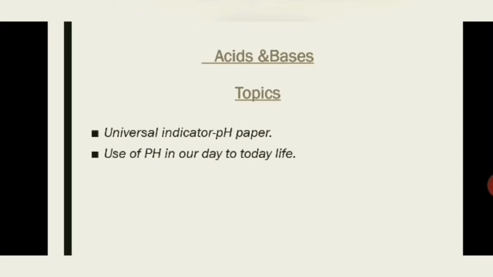We have seen some examples like litmus paper and litmus solution, which help us to recognize an acid or a base, right? But pH paper is universally accurate for every acid and every base, right? So with the help of this universal indicator, we will be able to analyze this. Now we will look at what pH paper is.